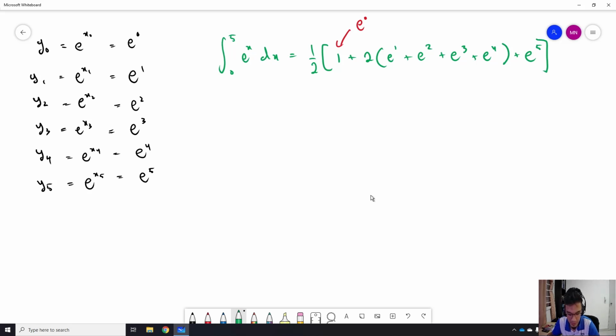Okay, so then you use your calculator to find the value of this, and then you will get your answer 159.4976 unit square. So that is the area under the graph for the region between 5 and 0 for the graph of e to the power of x.